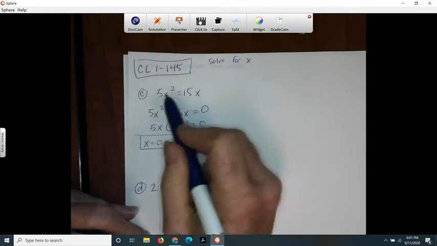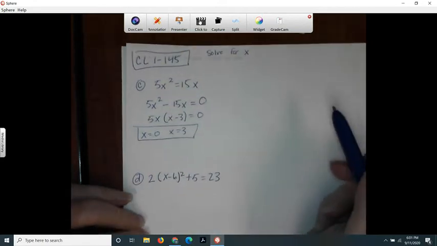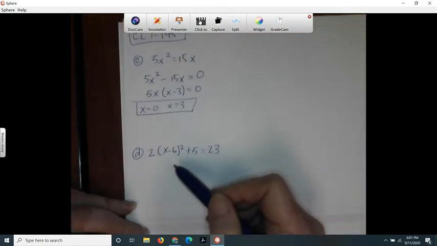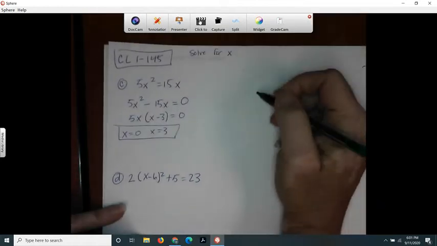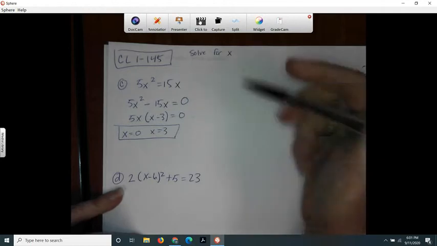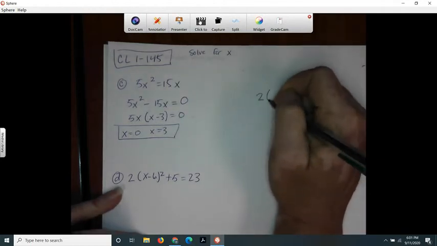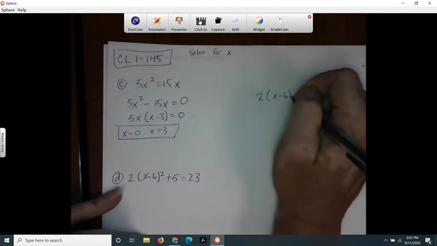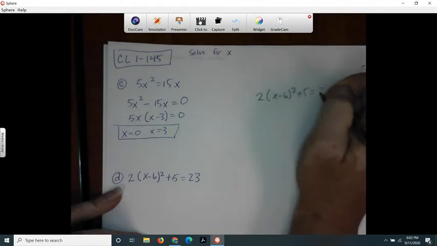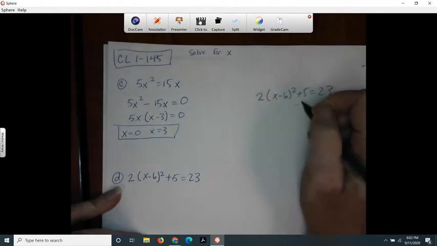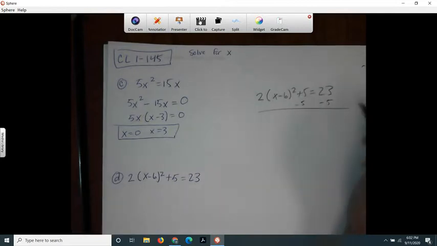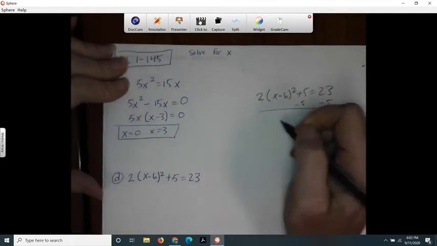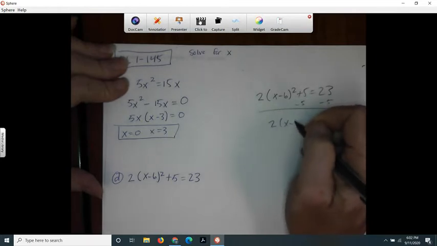Okay, so let's try it with this one too. I'm going to do it maybe up here, the way I think some of you guys would want to do it. You might go like this. You might think to subtract 5. I guess that makes 18 right there. And then you'd like to divide it by 2.